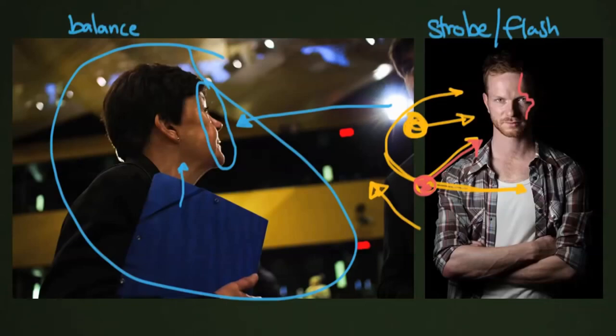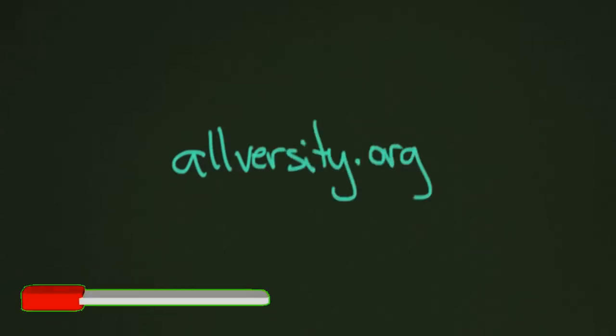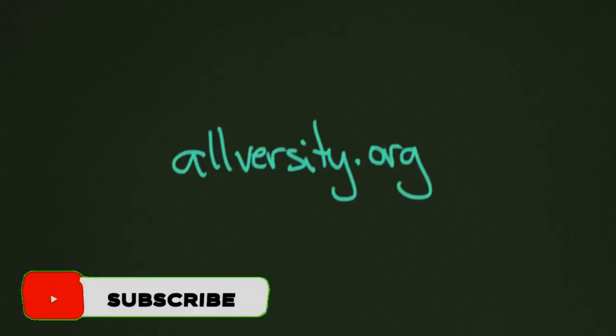You want to consider, especially in strobe and flash photography, the size of your light source and the angle especially carefully. So that was your lesson about angle of light and quality of light, or the beginnings of your quality of light lessons. We'll be talking more about different types of lighting in future lessons.